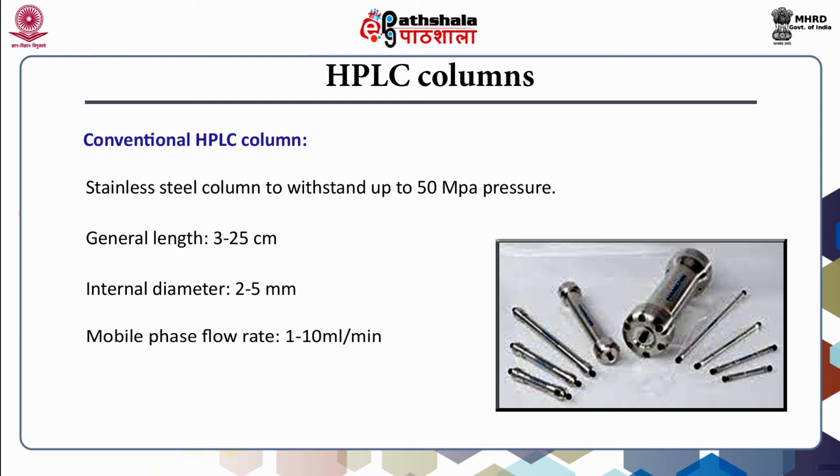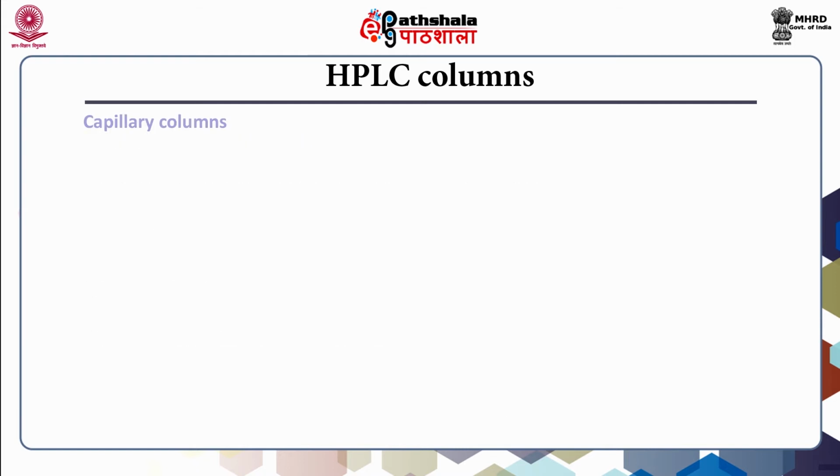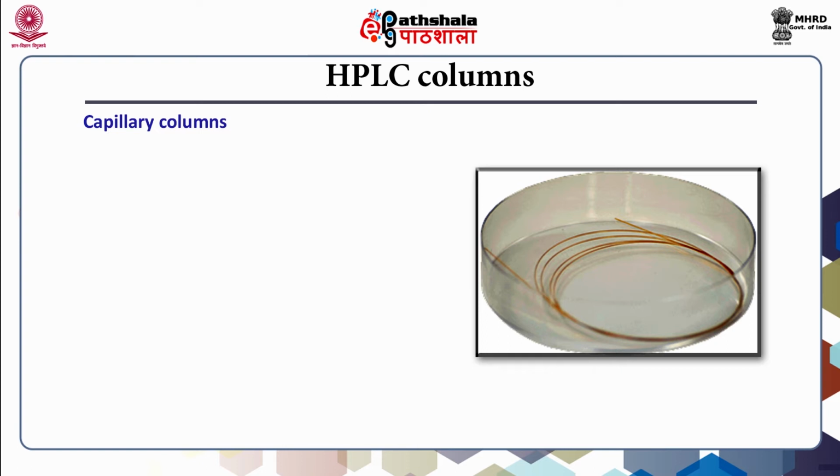Let us discuss the next column format in the next slide. The capillary columns are thin columns. The inner diameter for these columns is 100 micrometer to 1 millimeter, and the flow rate in these columns is very slow, like 0.4 to 200 microliter per minute. These capillary columns are very important, used especially in mass spec and HPLC combination kind of instruments.